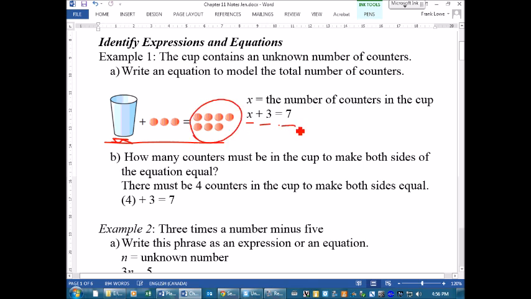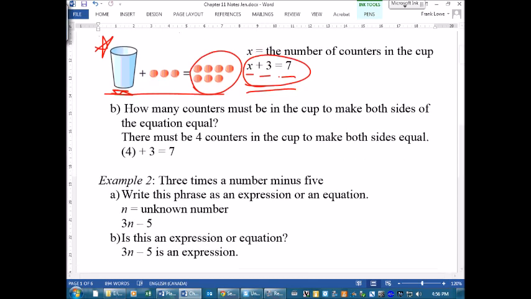So in this chapter, you're going to be asked to go from a diagram to an equation. It's not always this kind of diagram. They might use integer disks, they might use various things, and you're going to have to come up with the equation. They also may give you the equation and then have you come up with a diagram. Now it asks how many counters must be in the cup, but honestly, it's not really important right now that we deal with that.